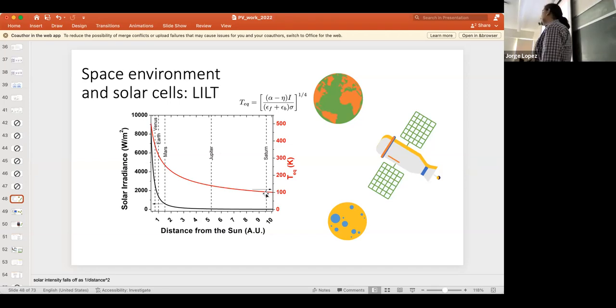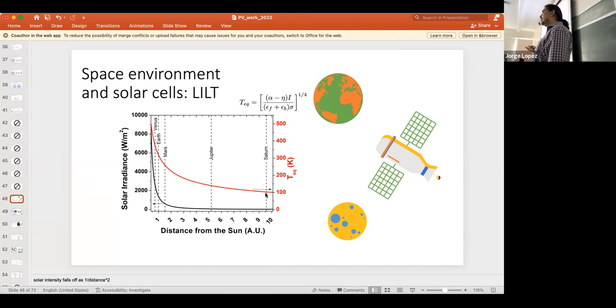So NASA wants to send little tiny satellites. They're called CubeSats. They want to send them to space. And we said, how about if the CubeSats sent to Jupiter or Saturn could have solar cells in them instead of a nuclear pill that generates electricity for them to work? And that was the proposal. The disadvantage here is the temperature, very low temperature.